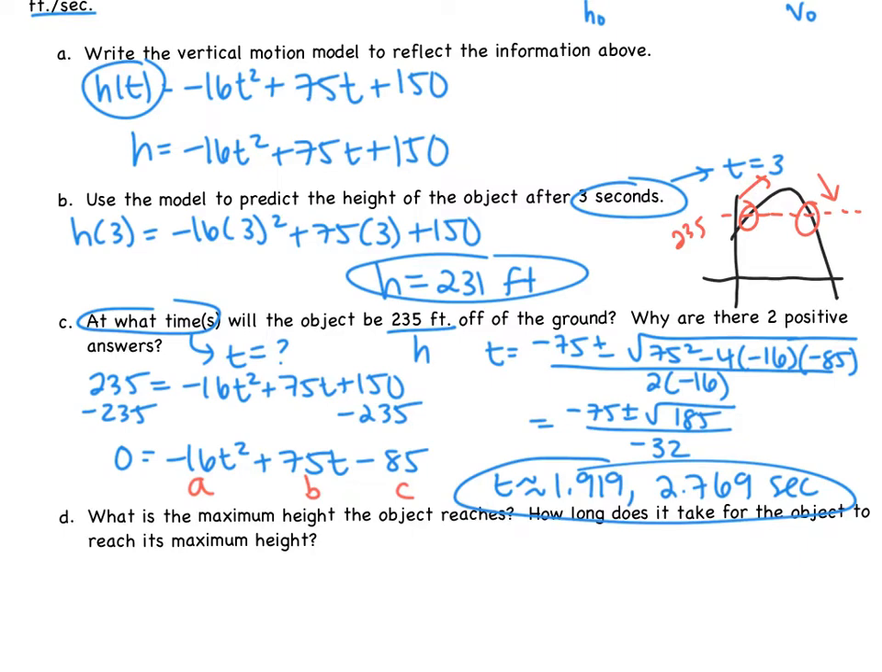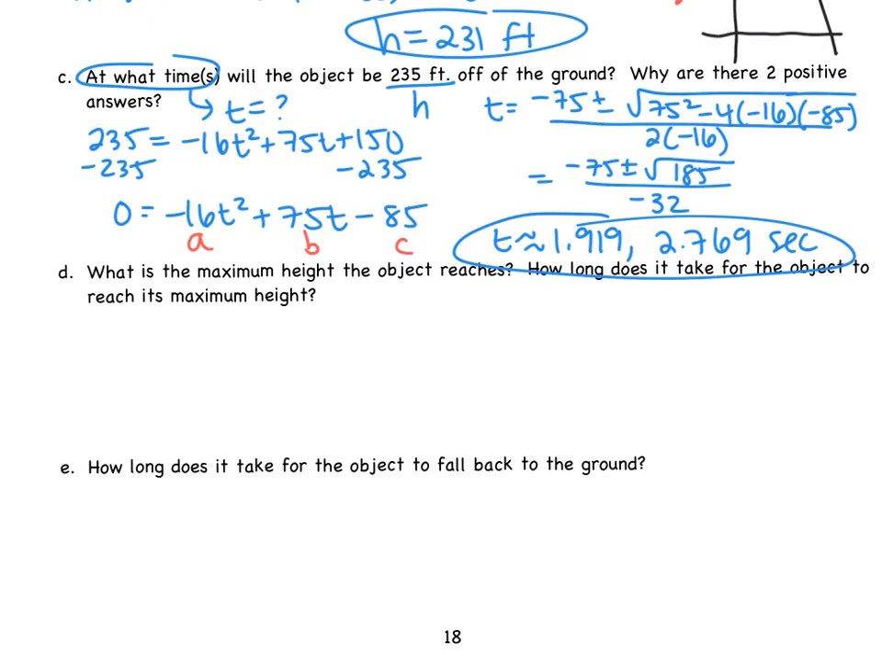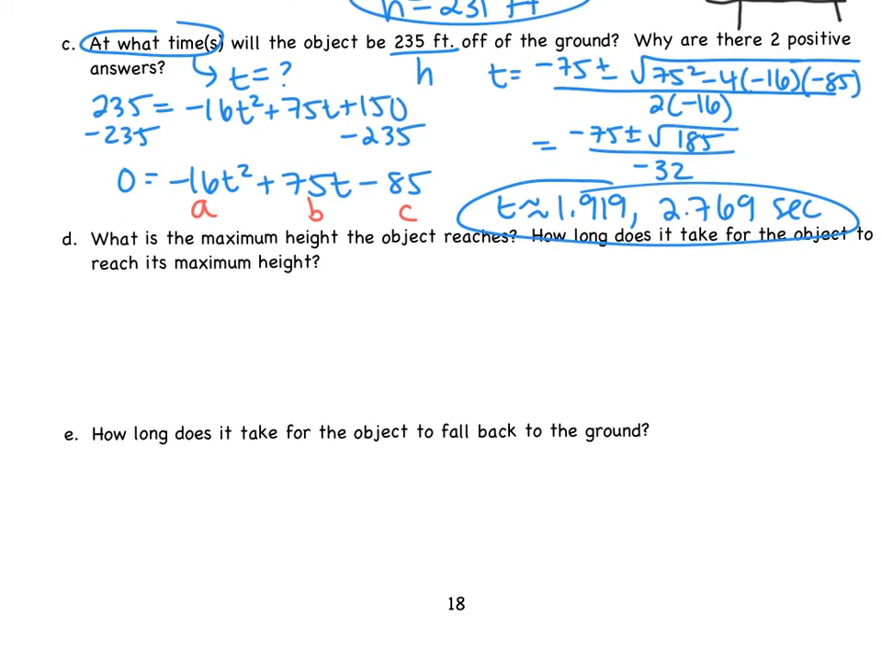So then the next logical question might be, well, what is the maximum height that this object hits? So that's part D. What is the maximum height that the object reaches? And then how long does it take the object to reach that height? Well, again, think about our picture. Object goes up, comes back down. This is the maximum. Well, what is the maximum? It's the vertex. So we need to find the vertex.